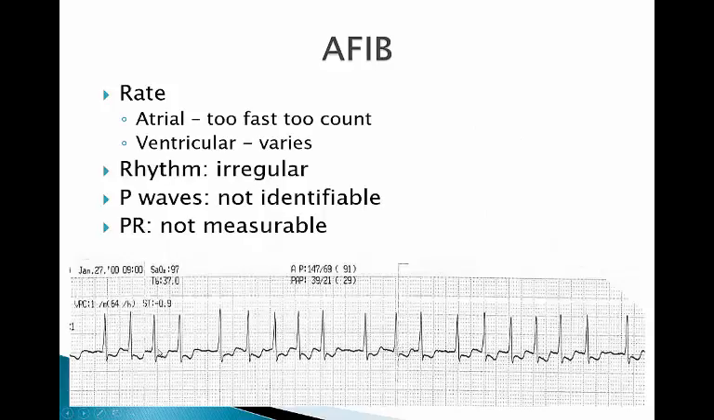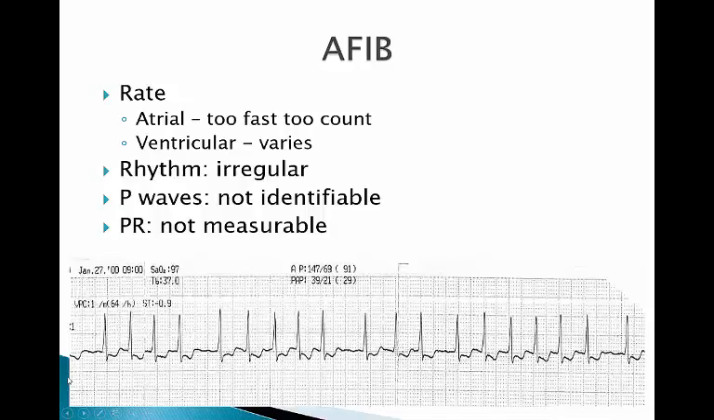Alrighty, so here's a nice strip of AFib. Now, this is uncontrolled AFib, because if this is a 6-second strip, let's count. 1, 2, 3, 4, 5, 6, 7, 8, 9, 10, 11, 12, 13, 14, 15, 16, 17, 18, 19. So this patient's heart rate is 190. So that is uncontrolled AFib because the heart rate is greater than 100.